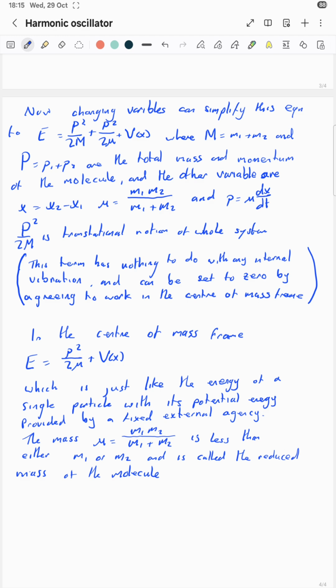This term has nothing to do with any internal vibration and can be set to 0 by agreeing to work in the center of mass reference frame. In the center of mass reference frame we have this, which is just like the energy of a single particle, with its potential energy provided by a fixed external agency. The mass mu equals mass 1 multiplied by mass 2 divided by mass 1 plus mass 2, is less than either m1 or m2, and is called the reduced mass of the molecule. And that's harmonic oscillators.